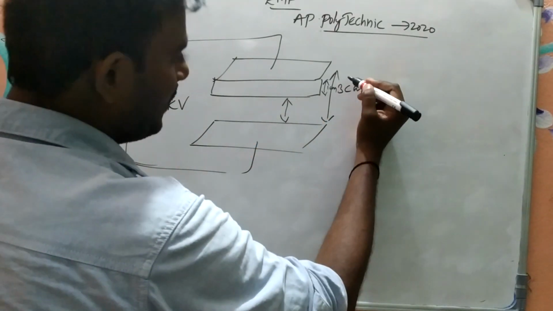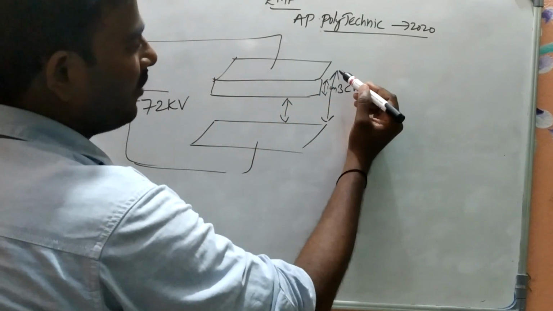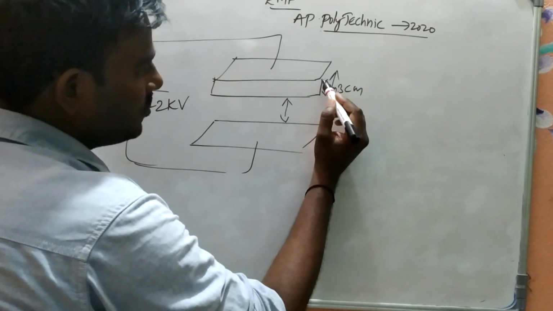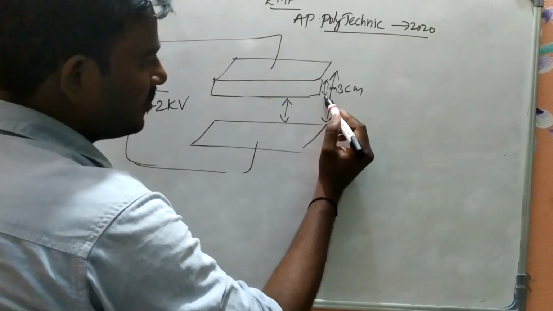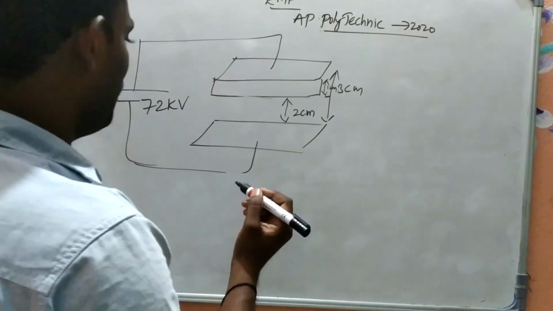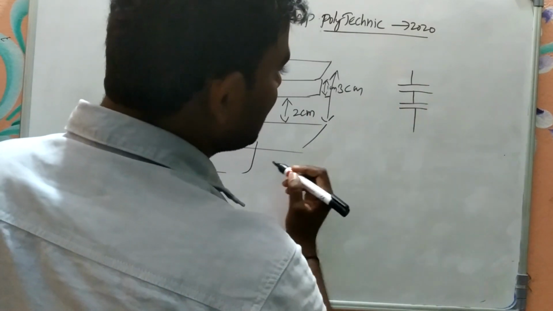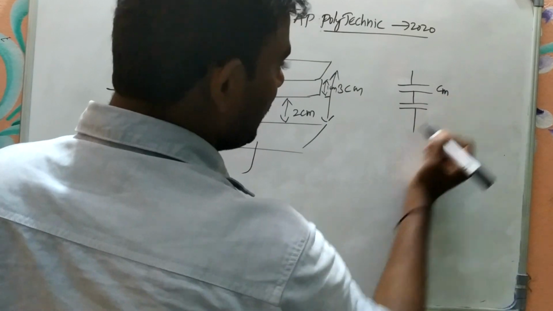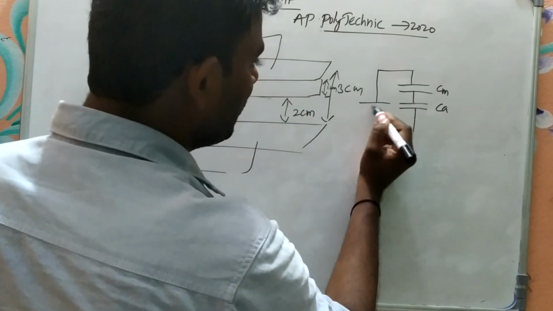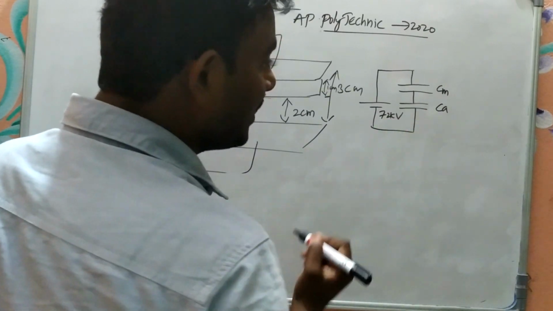This is the air, because previously when you have not introduced any dielectric material, you have 3 centimeters of air content in between the two plates. But as you have included mica material, the thickness of mica material is 1 centimeter and the thickness of air is 2 centimeters now. Okay, so it looks like two capacitors that are connected in series. This is capacitance of mica and this is capacitance of air. So this combination looks like two capacitors that are connected in series across a voltage source of 72 kilovolts.